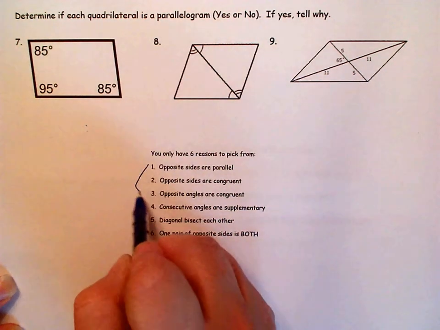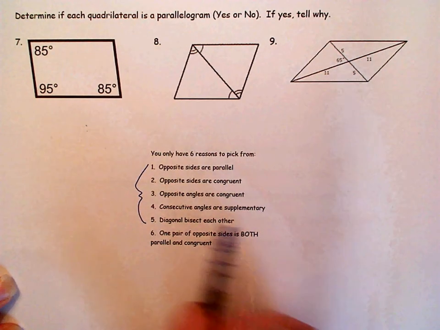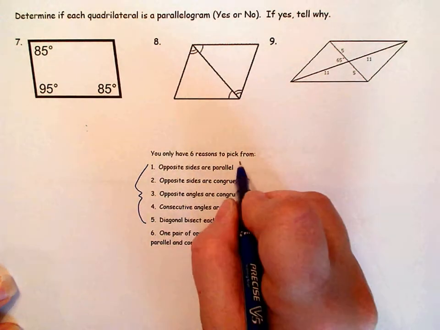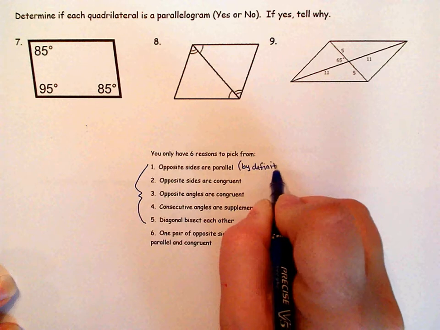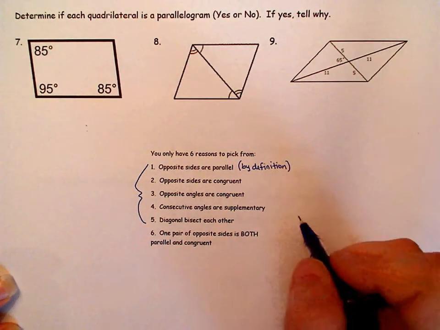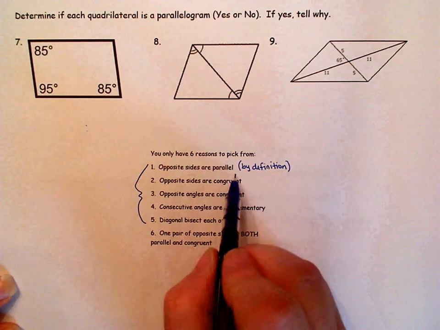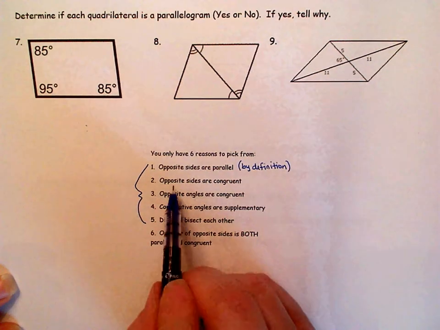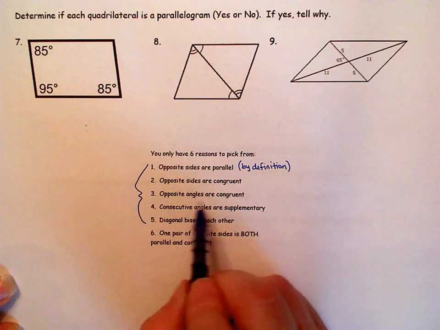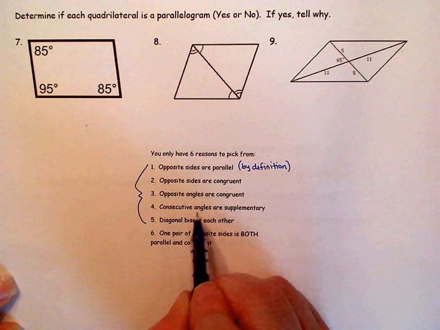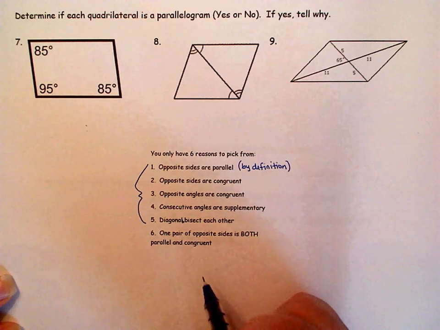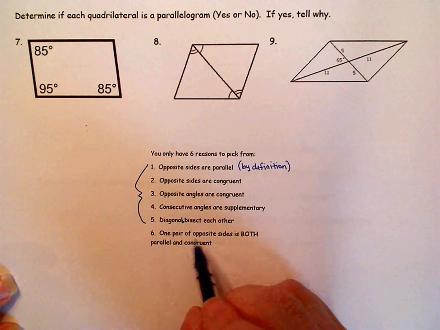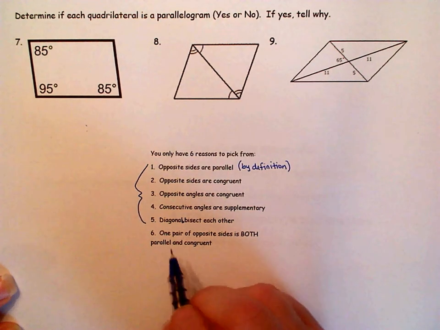You have the 5 properties of parallelograms, that the opposite sides are parallel. Remember, you can also use by definition if that's true. That's what the definition of a parallelogram is, a quadrilateral with opposite sides that are parallel. You also know opposite sides are congruent, the opposite angles are congruent, the consecutive angles are supplementary, and that the diagonals bisect each other.